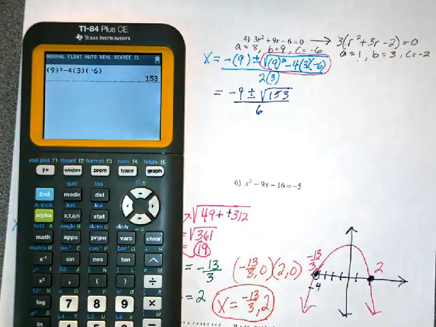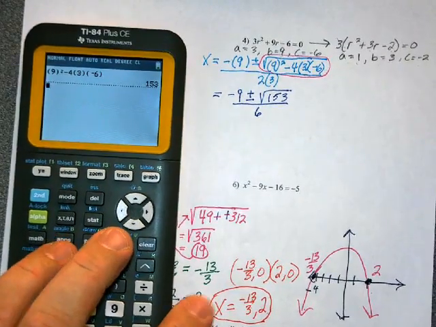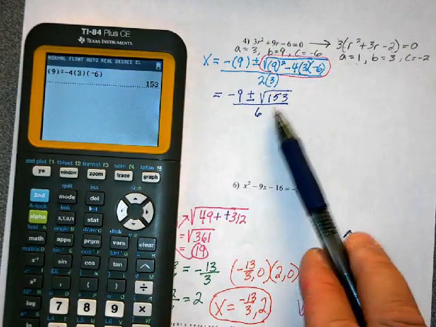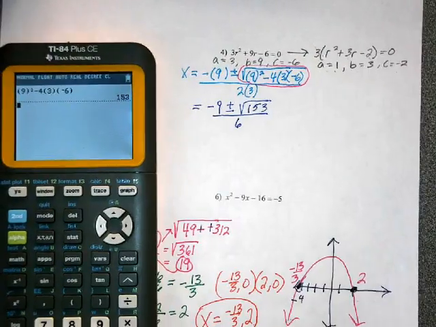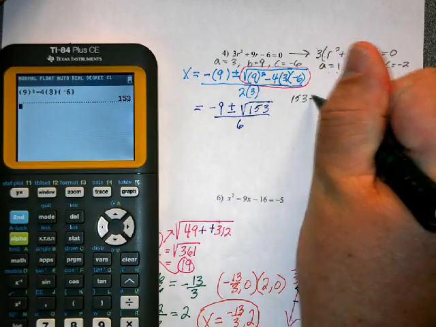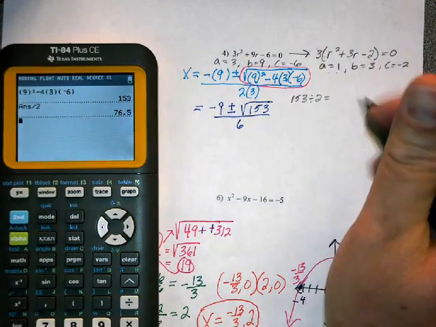Now I have to simplify the square root of 153. And this is where it would have been a whole lot easier taking out that 3, because now I've got a big mess to simplify. But we can do it because we know how. So 153, I'm going to take 153 divided by 2. So 153 divided by 2, I got 76.5.